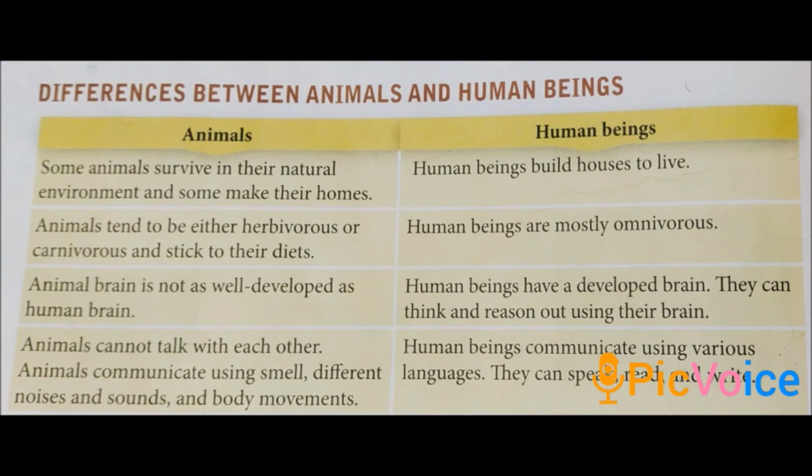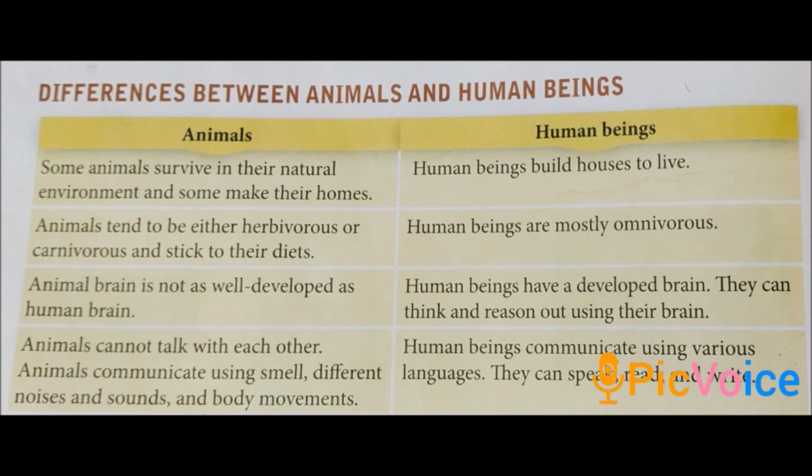Next we'll come to what makes it different, unique. Animals' brain is not as well developed as the human brain. But human beings have a developed brain. They can think and reason out using their brain.